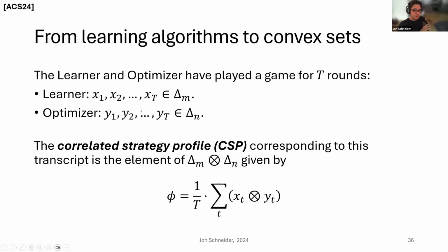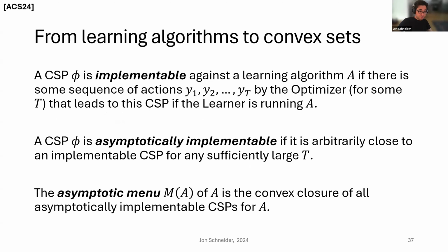So this is like an m times n dimensional vector. You just think of it as the joint probability matrix of playing every pair of actions. Okay, so this is a CSP. What is the menu of a learning algorithm?